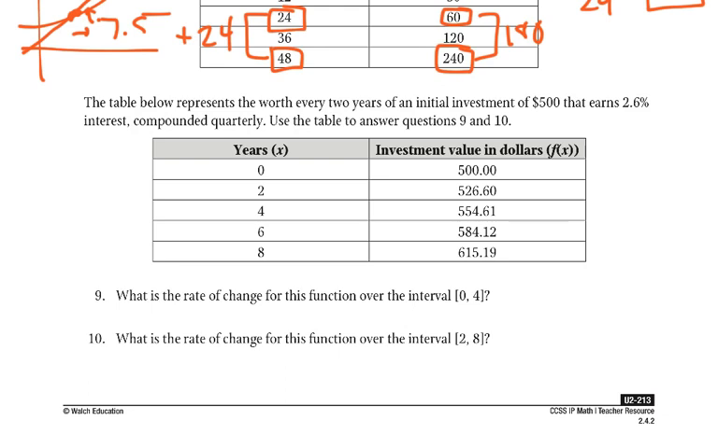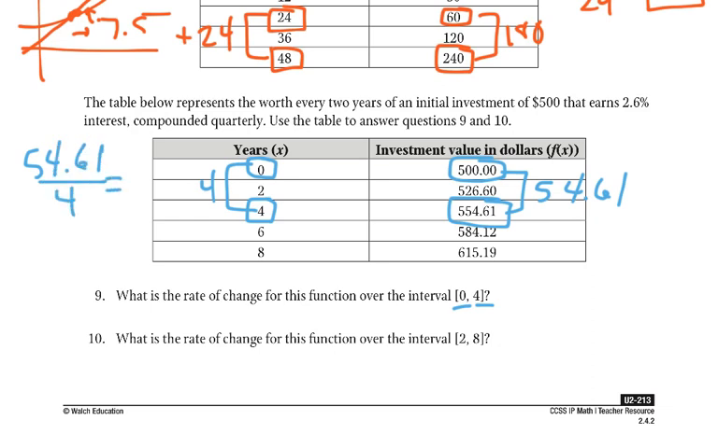Okay, now the table below represents worth every 2 years of an initial investment of 500 that earns 2.6% interest compounded quarterly. Use the table to answer the questions. So, interval from 0 to 4. So 0 to 4, we have a difference of 4 years, and then 500 to 554.61, difference of 54.61. So I make my average rate of change 54.61 over 4. Type it in my calculator. That gives me 13.65 when we round, since it's money.